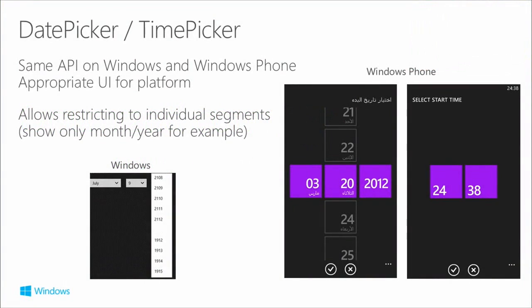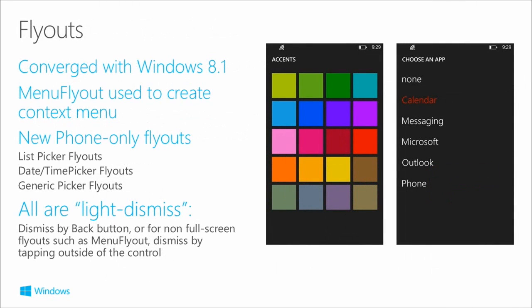These optimized controls, right, the date picker, time picker. So these are the same API on both Windows and Windows Phone, but they actually render differently, and they're very flexible as well. We've also got this thing called flyouts, and I want to call these out. So these are built into a lot of the controls in any case, such as the list picker and this sort of thing.